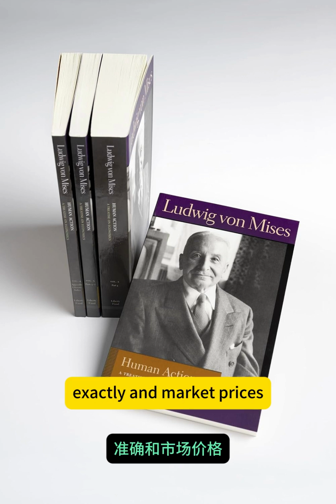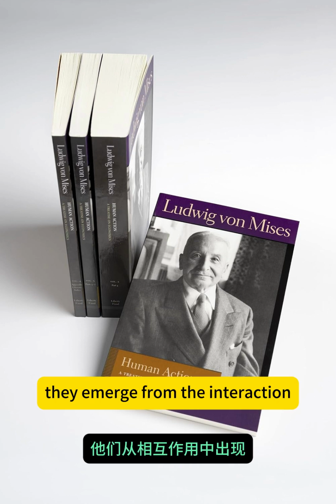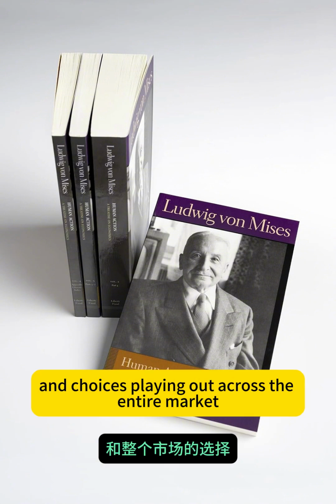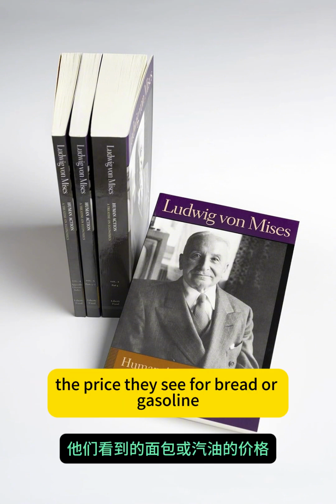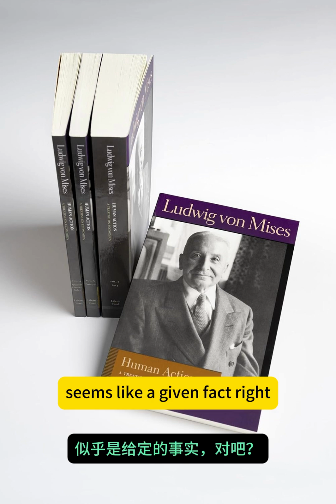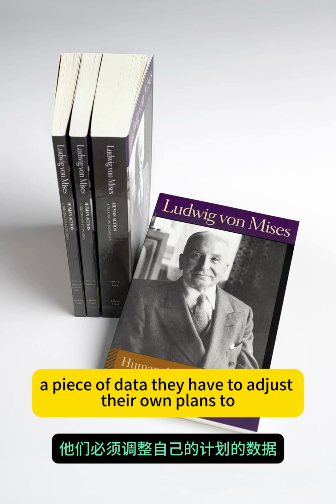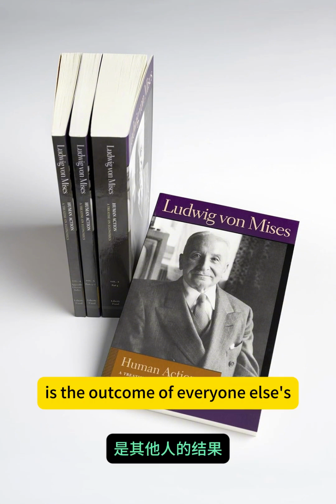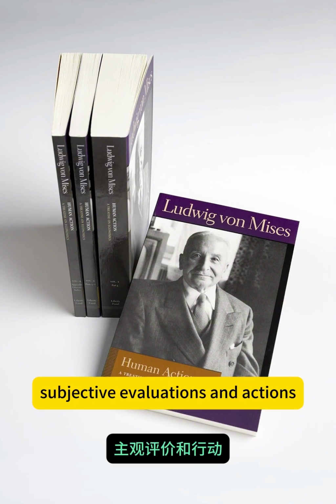Exactly. And market prices emerge from the interaction of all these individual preferences and choices playing out across the entire market. For any one person, the price they see for bread or gasoline seems like a given fact, right? A piece of data they have to adjust their own plans to. But that price itself is the outcome of everyone else's subjective valuations and actions.